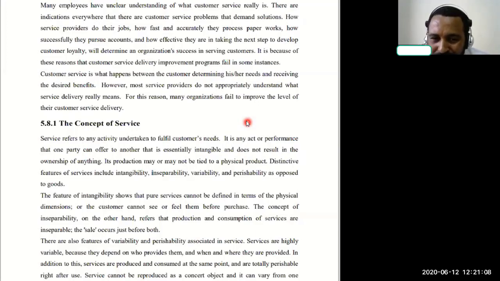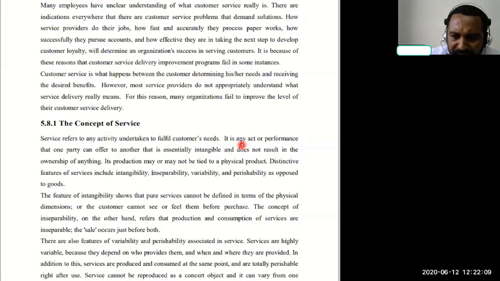So it does not result in the ownership of anything because it is not tangible. You cannot inventorize the service since it is intangible. Service requires the presence of customers. Without customers, it's difficult to render a service. Production and consumption of service is simultaneous. We need a customer to render a service. That's why it's difficult to inventorize.